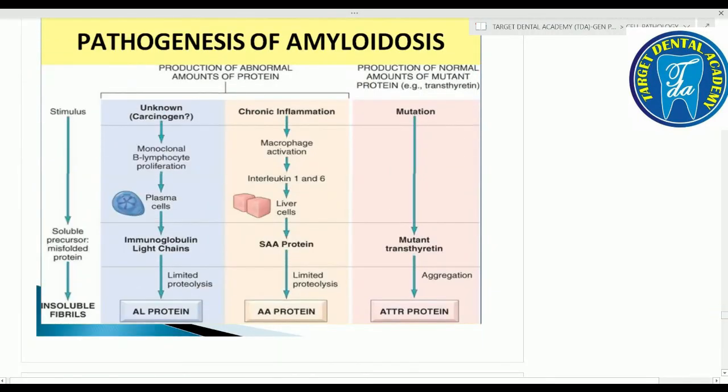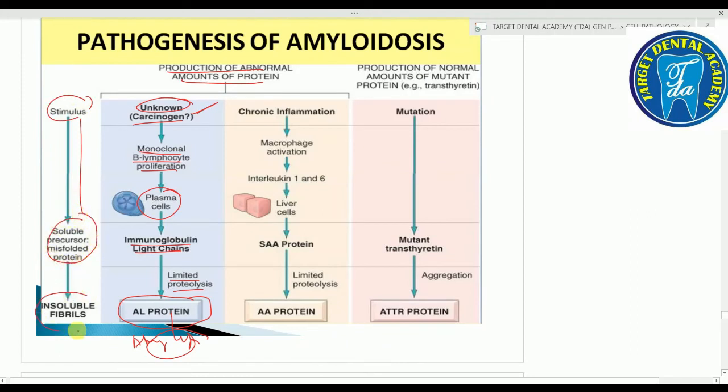Next, let's discuss the pathogenesis of amyloidosis. So this is the production of an abnormal amount of protein, of unknown etiology, which leads to the formation of monoclonal B lymphocyte proliferation, which leads to the plasma cell, and there is immunoglobulin light chain. With limited proteolysis, it leads to amyloid light chain.